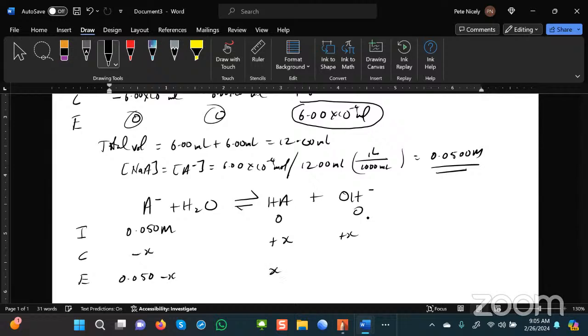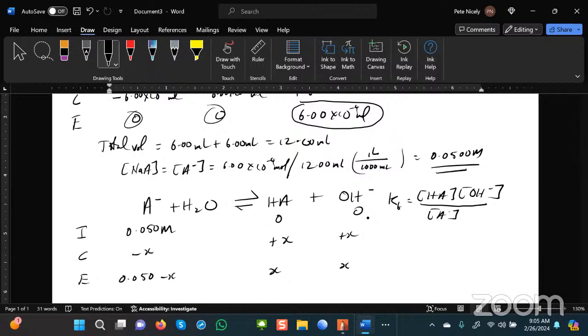Here we're going to have X. Now, this is acting as a base. So what we can write down here is a Kb expression for the A minus undergoing the hydrolysis. That would be equal to the concentration of HA times the concentration of OH minus divided by the concentration of A minus at equilibrium, all right?